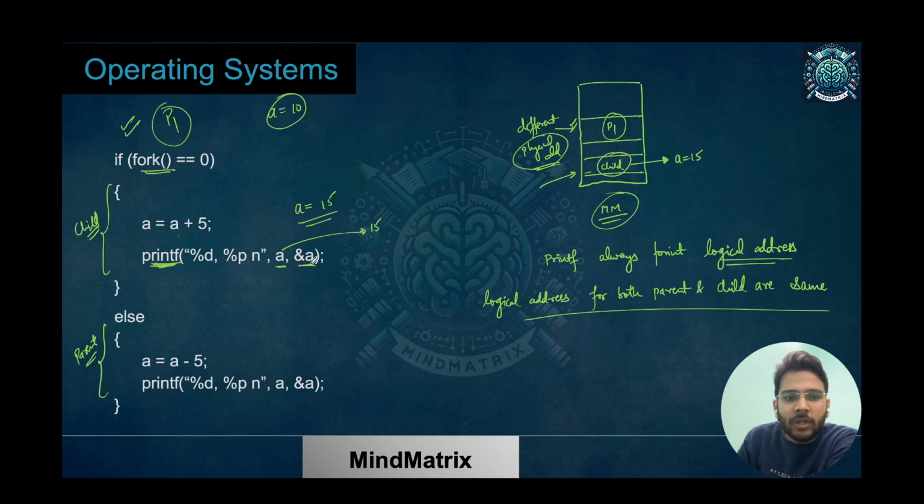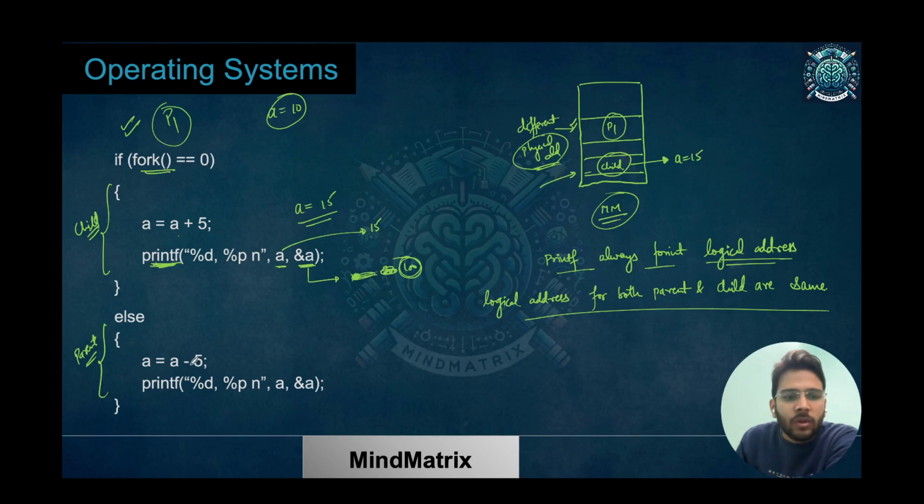And what about this one, the address of a? As I told you, printf always prints the logical address. So it is going to print some, let's say for example, some hexadecimal value. Just for simplicity, let's consider it as 100. It is going to be some hexadecimal value because it is the address, or you can say the ID. So let's say it is going to print 100.